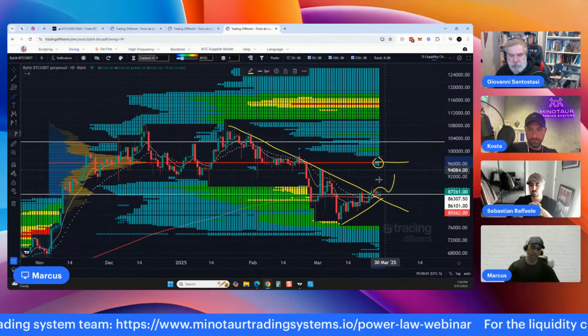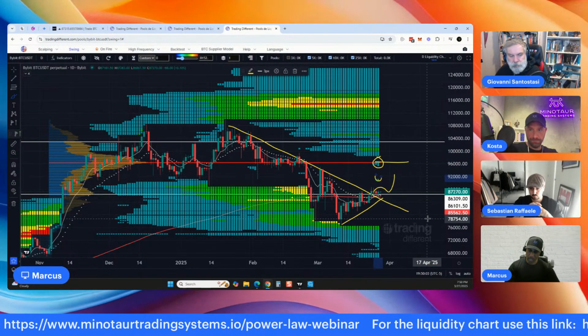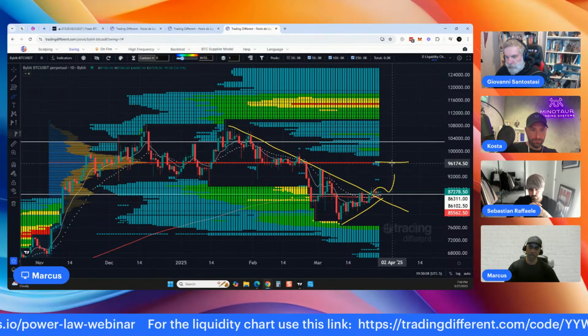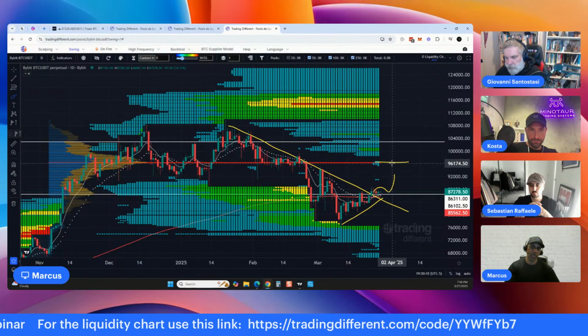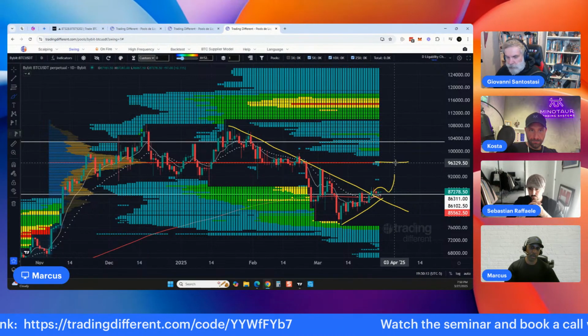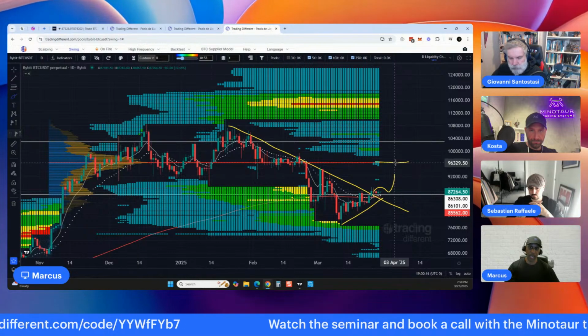So we can turn this and flip this into support, then we can start heading up. There's some isolated liquidity here. These are very good targets. The market likes to go after those. So we could look to potentially be headed towards the point of control if we can flip this into support. We should know in a day or two at about 96K.